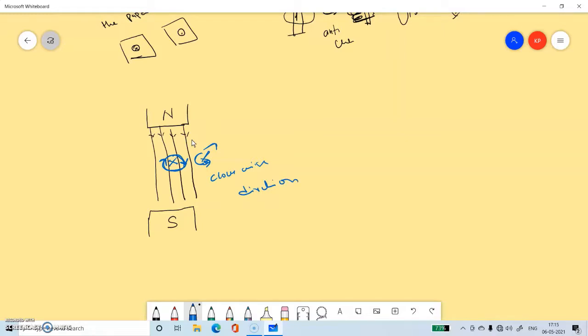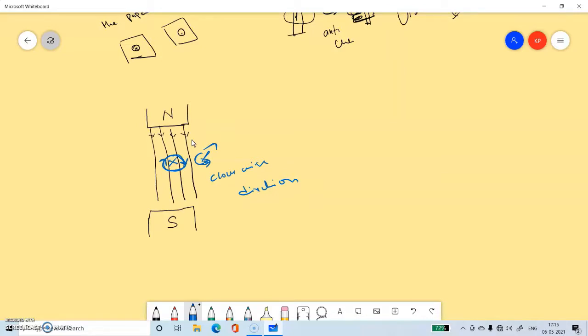Why? Because the current is entering into the paper. Hold your thumb and place it facing the paper side, and you can easily see that the fingers encircle in the clockwise direction. Therefore we can clearly know that the magnetic field around the conductor is in the clockwise direction.